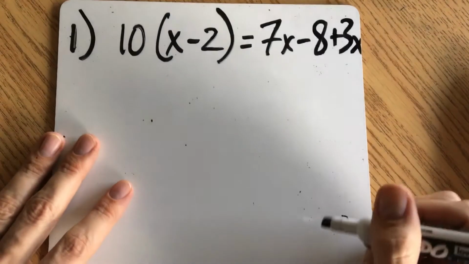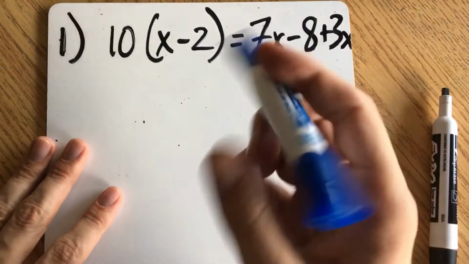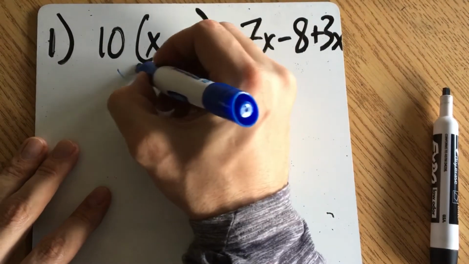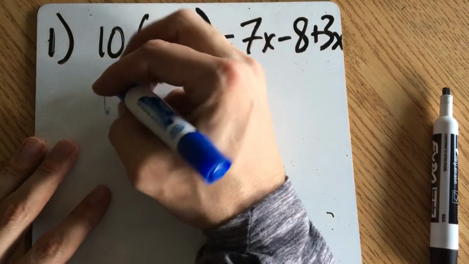This is maybe going to be the hardest one, right? So on the left-hand side, we have to distribute. This is multiplied. 10 times x, which is 10x.